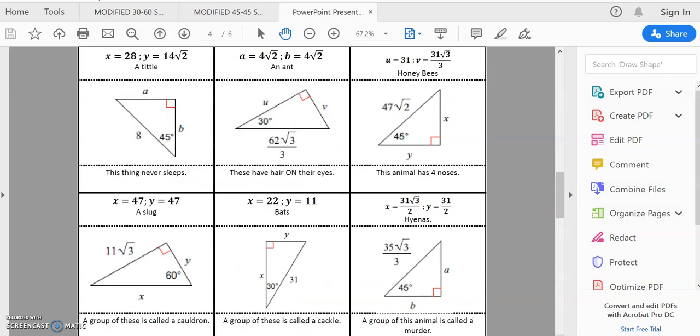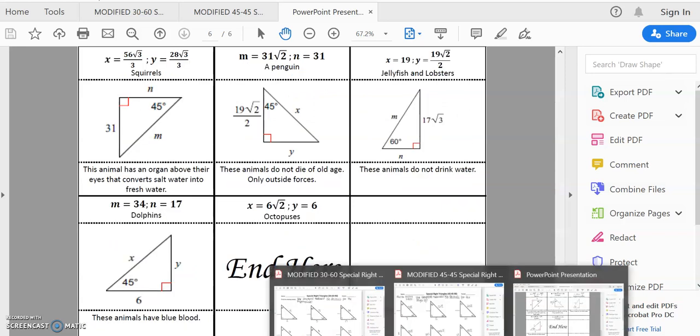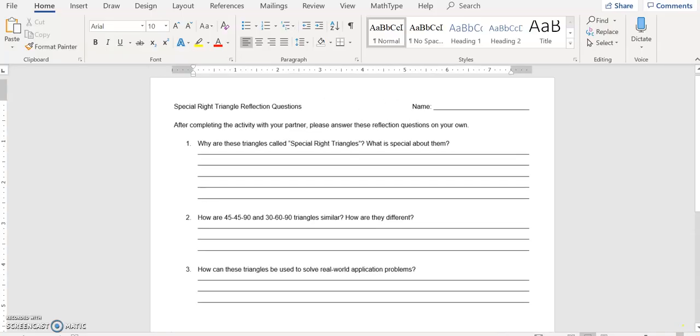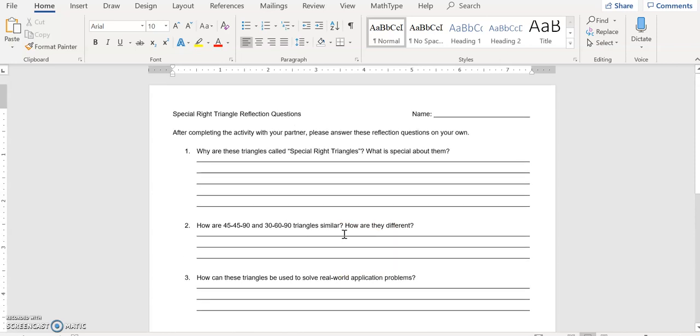Once they were confident that they understood it and they could answer all of these questions, at the very end, they answered a reflection sheet. This reflection sheet was for them to think back to what we had discussed and what they discovered the past 2 days. Why are these triangles called special right triangles? What's special about them? How are they similar? How are they different? And how could they be used in a real world application? So that's what we did.